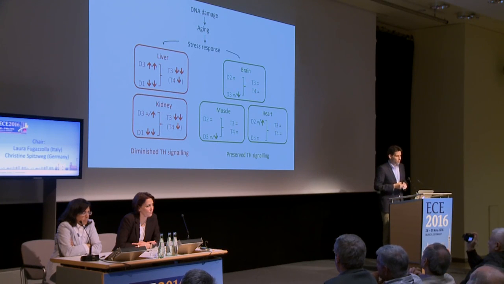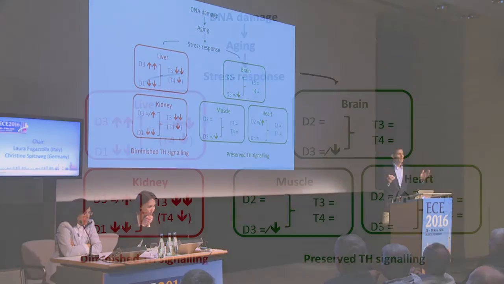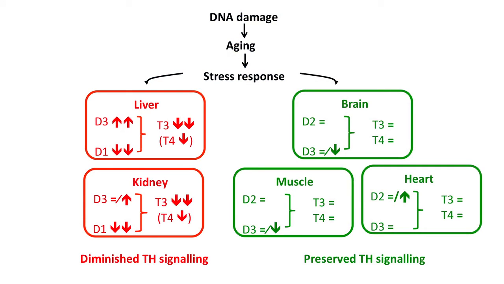If we sum up what others and we have found, we can draw a picture like this. DNA damage results in aging, and that triggers an overall stress response, including an upregulation of antioxidant defenses, a downregulation of the growth hormone IGF-1 axis, and also a modulation of thyroid hormone regulation in a tissue-specific way. In liver and kidney, T3 levels were low, accompanied by low D1 and increased D3 activity, resulting in diminished thyroid hormone signaling. While in other tissues like brain, heart and skeletal muscle, it appears that thyroid hormone signaling was preserved.